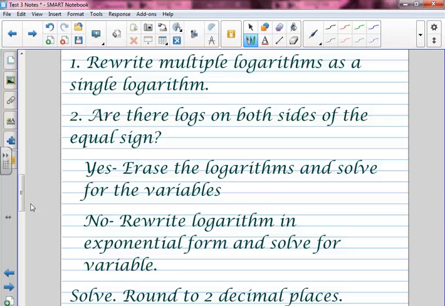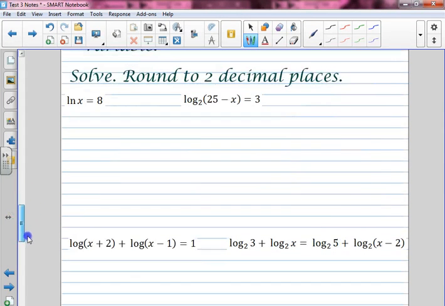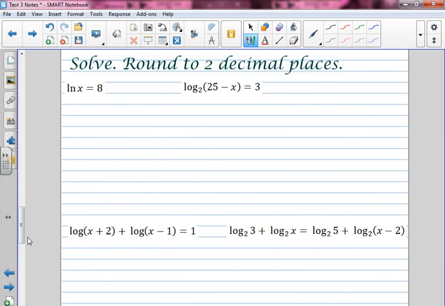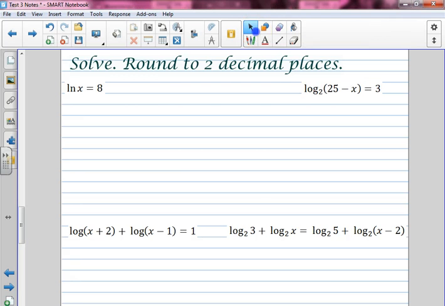All right, so when we were solving exponential equations, we would turn it into a logarithm. When we solve logarithm equations, we turn it into an exponential. All right, so solve and round to 2 decimal places. So I'm going to move it over.